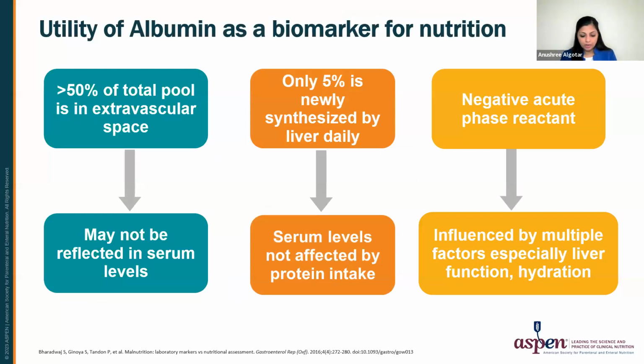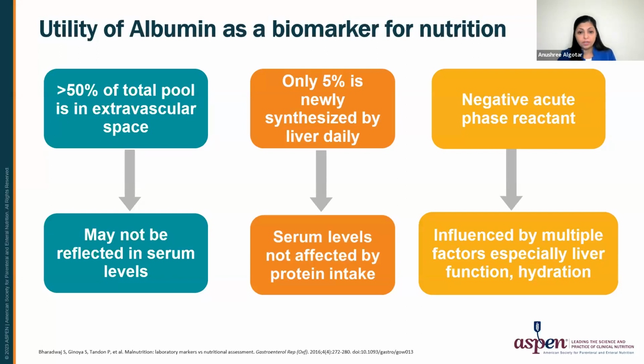Utility of albumin as an independent biomarker for nutrition is poor. More than 50% of the total body albumin pool is located extravascularly. As such, serum levels may not be completely reflective of status. Redistribution between the extravascular and intravascular space occurs frequently.